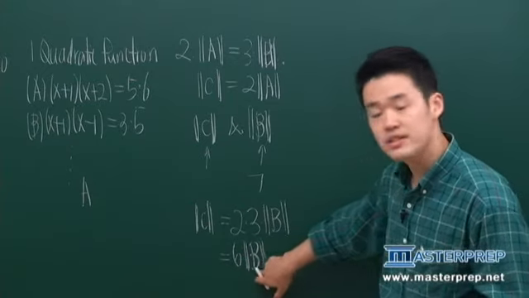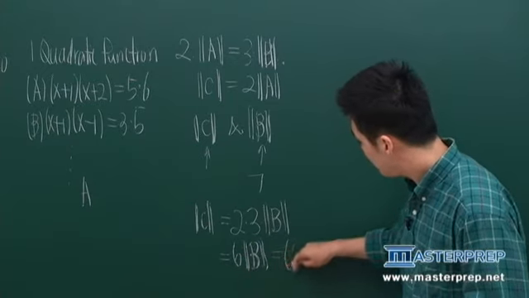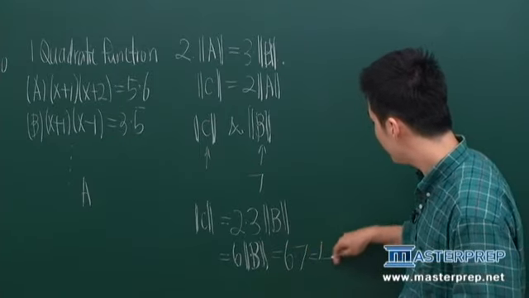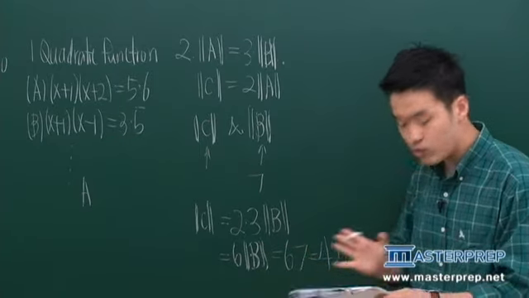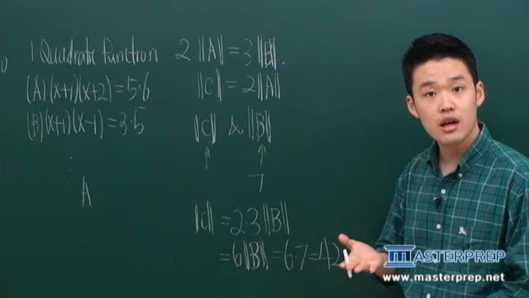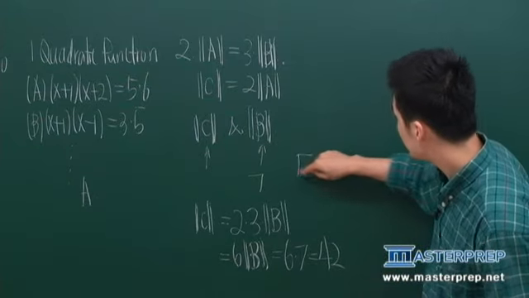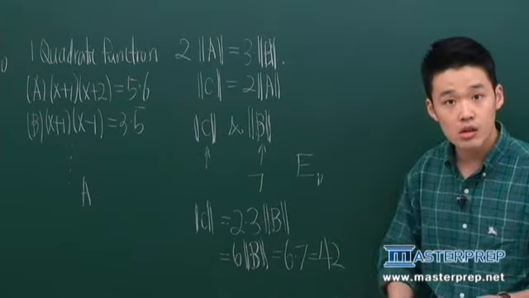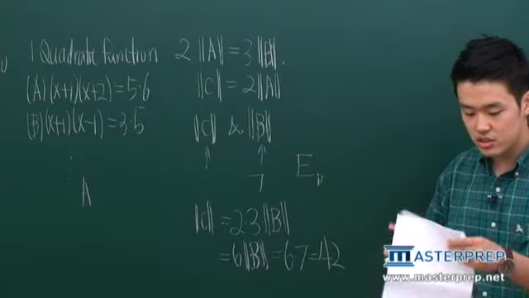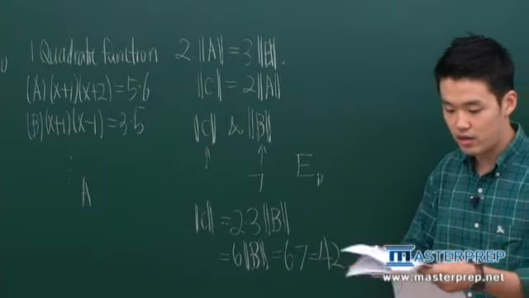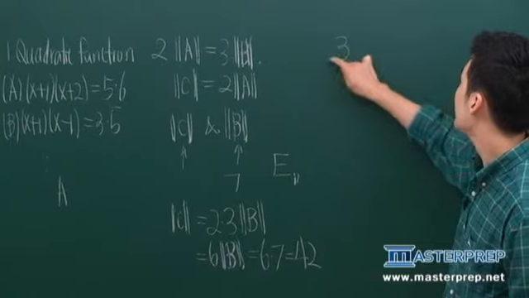So if B is 7, 6 times 7 is equal to 42, right? If you look at choice E, 42, that's the answer. This is how you solve this question. Let's speed up a little bit. All right, let's look at number 3.